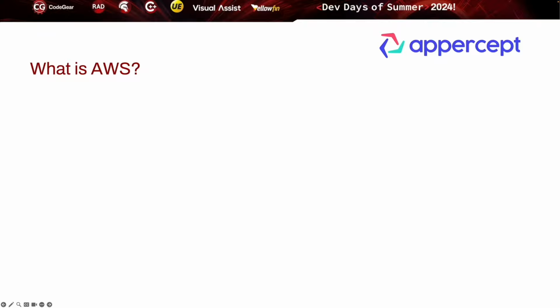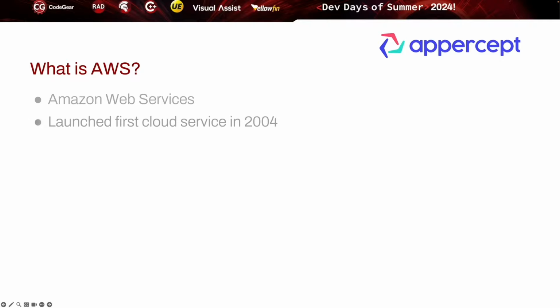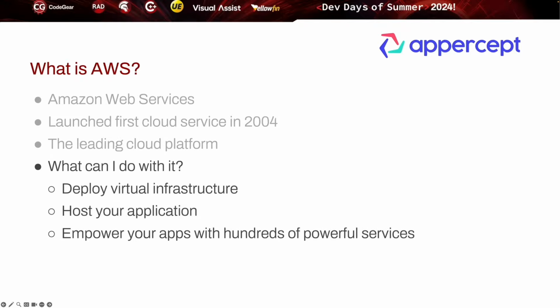So, what is AWS? It's Amazon Web Services. It launched its first cloud service in 2004. It is the leading cloud platform. So that's all great, but what can I do with it? You can deploy virtual infrastructure in the cloud as if it were your own. You can build from the network up, deploying virtual machines and connecting services to support your applications.